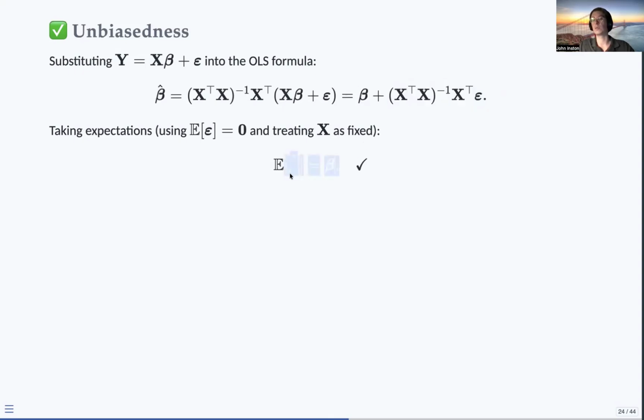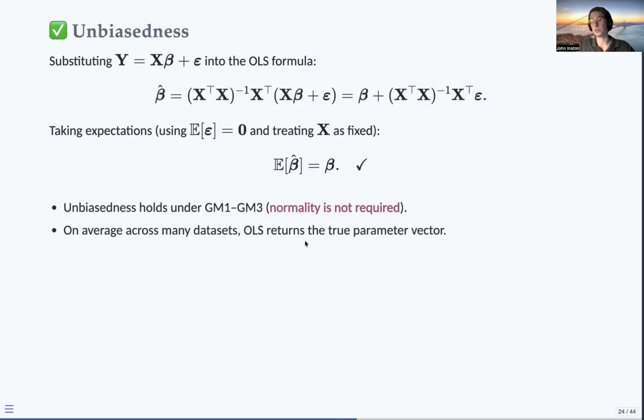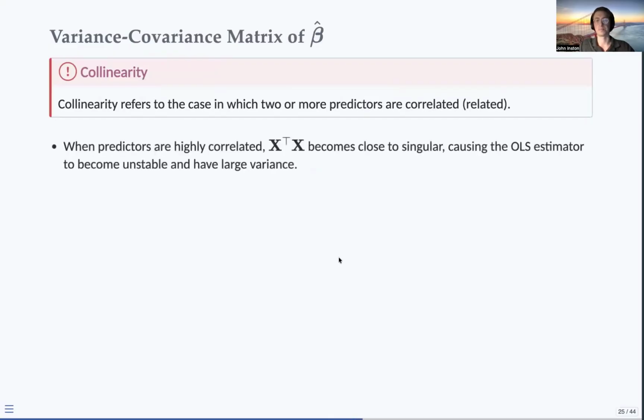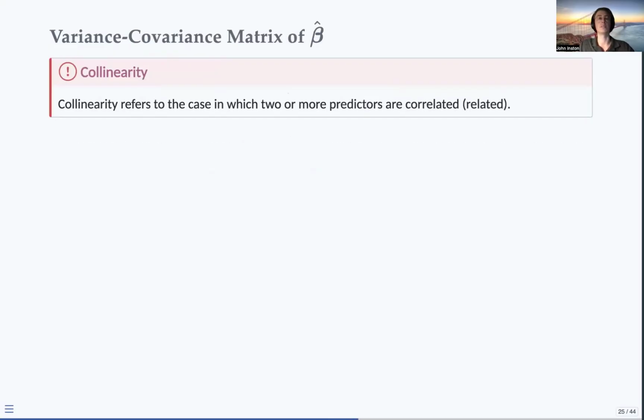And so we get that the expectation of our parameter estimate is the parameter, which just means that on average across many data sets, ordinary least squares returns the true parameter vector, which is a very desirable quality. Another property we want to cover is the variance covariance matrix of beta hat. So essentially, what's the variance of this estimator? Because when we compute the variance, we're going to get a matrix of variances and covariances.